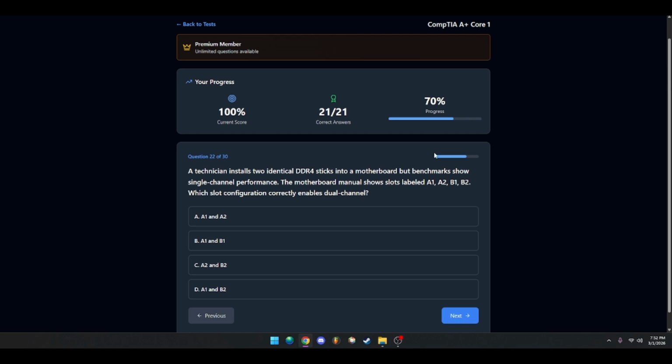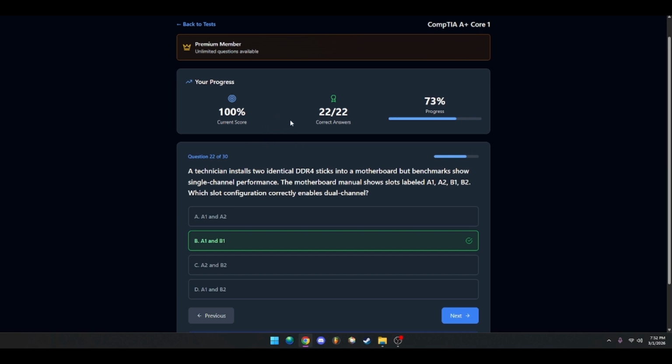And in this case, the answer would be B, A1 and B1. The reason for this, if you look at 90% of manuals for motherboards, there needs to be a parallel system when it comes to just running two RAM sticks versus the optional 4. Like I said, 90% of motherboards will want you to have this exact configuration, A1 and B1, or optionally you could go A2 and B2.